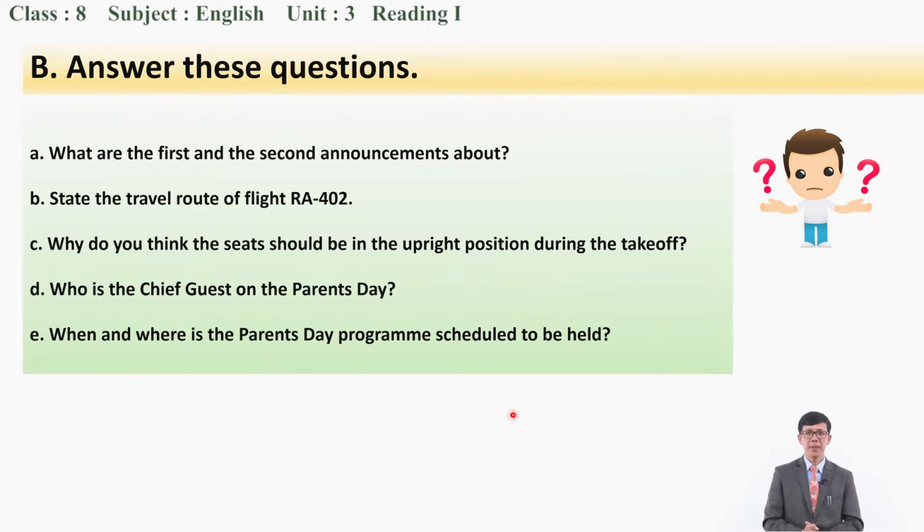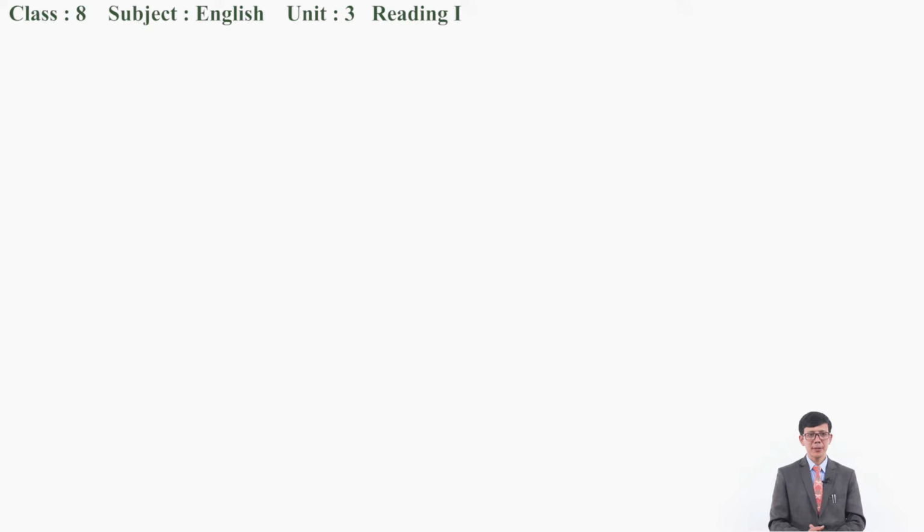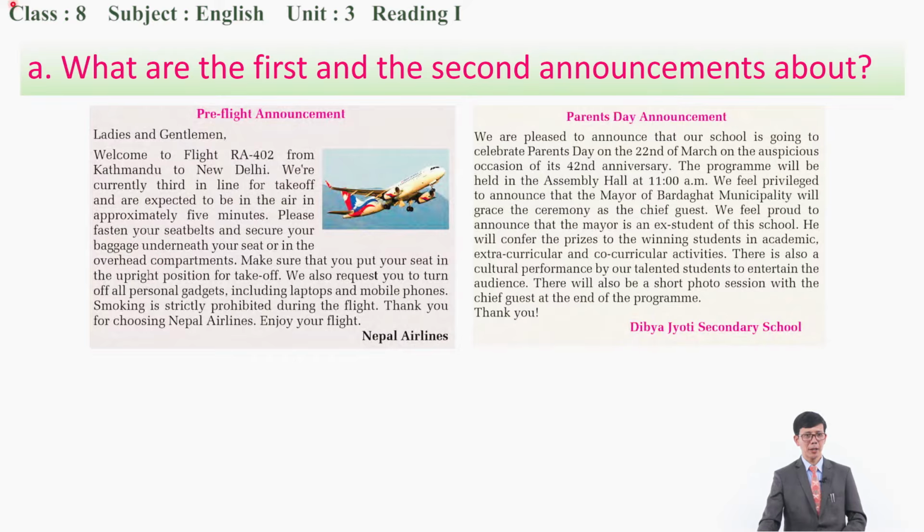Are you ready? Good. So let's look at the first question, everybody. What are the first and the second announcement about? Yes, these are the two announcements that we just read. Now please tell me, what is the first announcement about and what is the second announcement about? Did you notice? Very good. It's pretty clear. Once you see the first announcement, it is about the pre-flight announcement. And what about the second one? Right, it's a Parents' Day announcement.